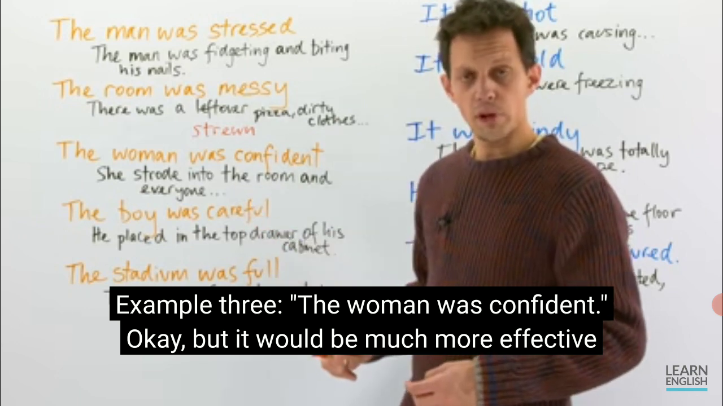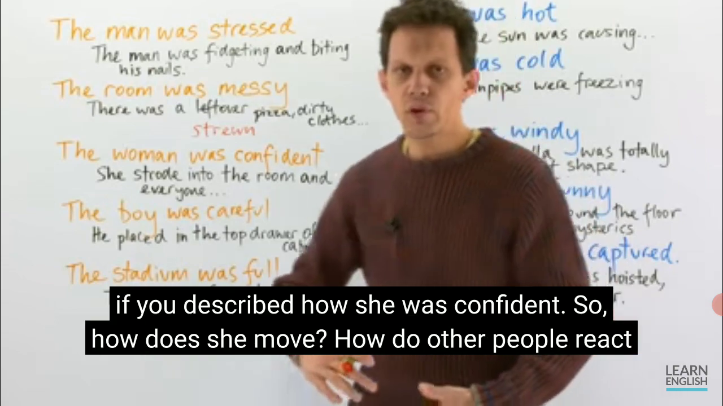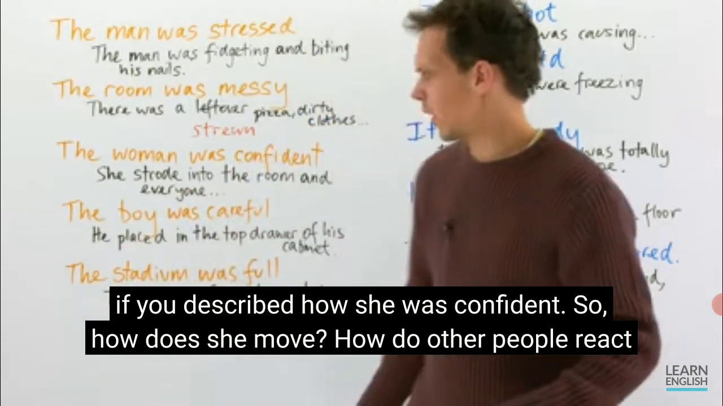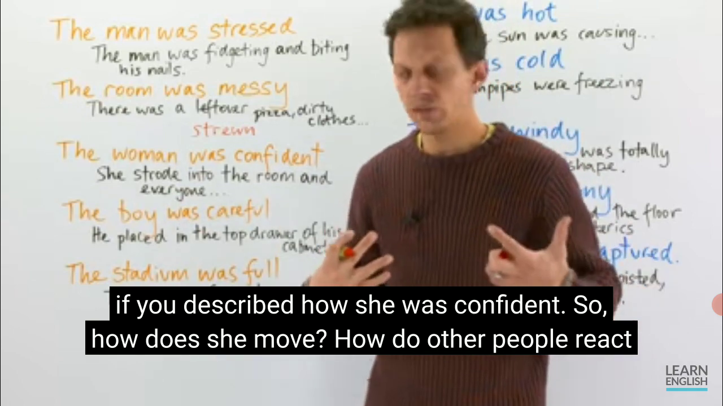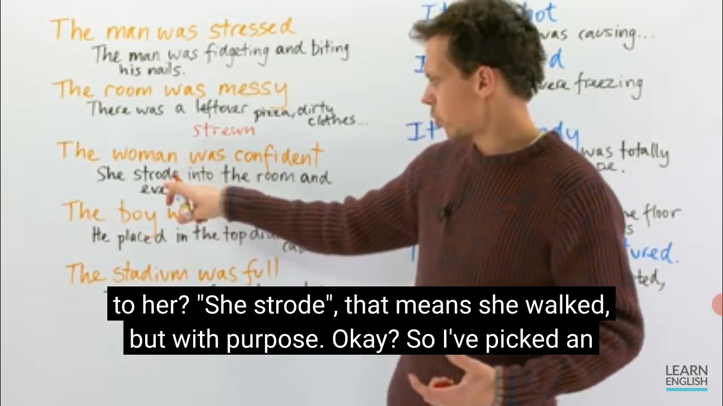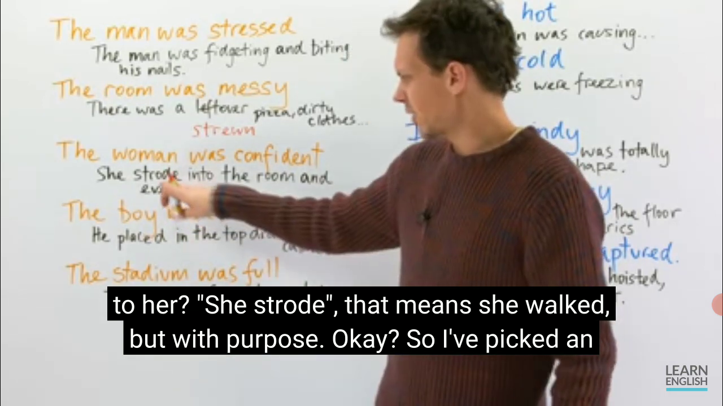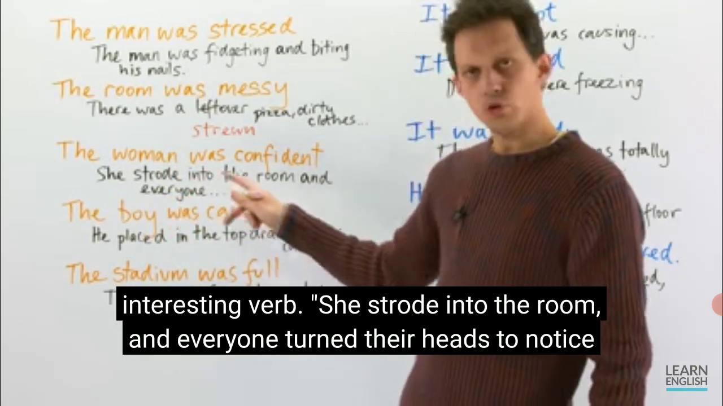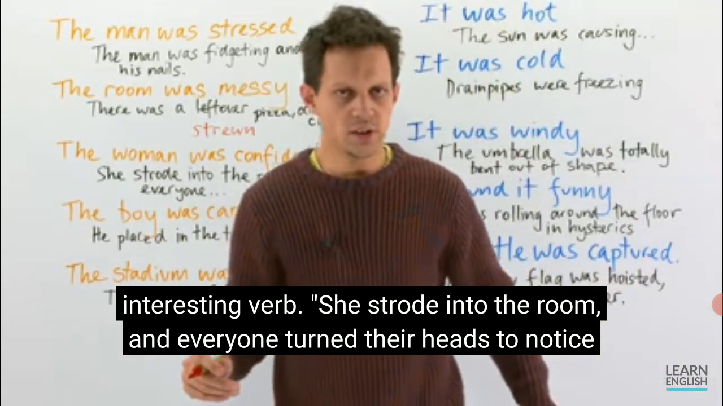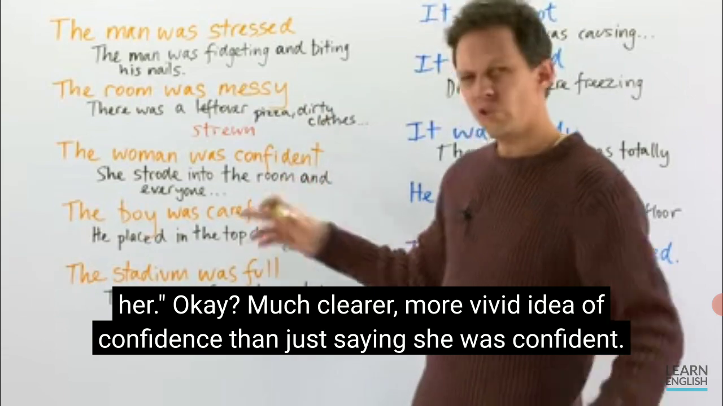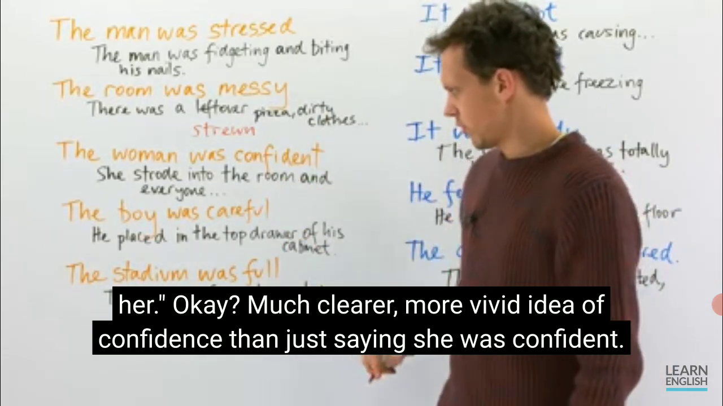Example 3, the woman was confident. Okay? But it could be much more effective if you describe how she was confident. So how does she move? How do other people react to her? She strode. That means she walked, but with purpose. Okay? She strode into the room and everyone turned their heads to notice her. Okay? Much clearer, more vivid idea of confidence than just saying she was confident.